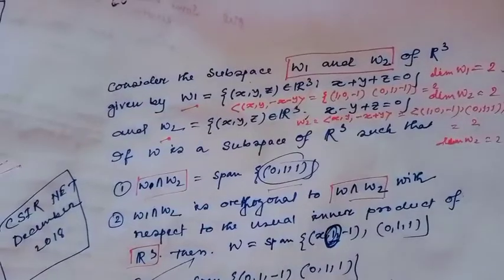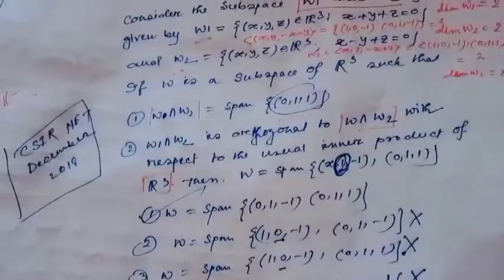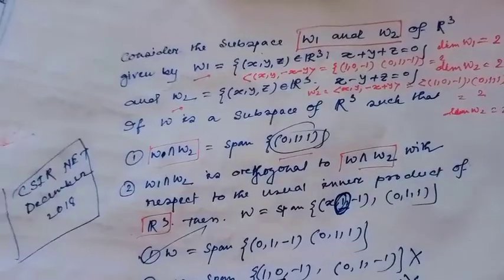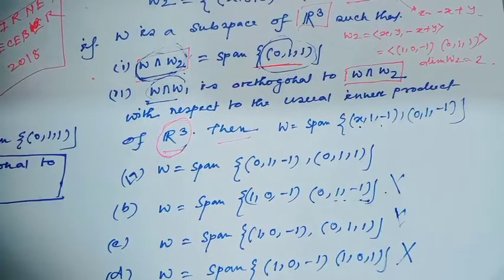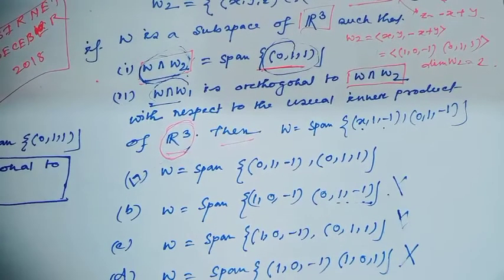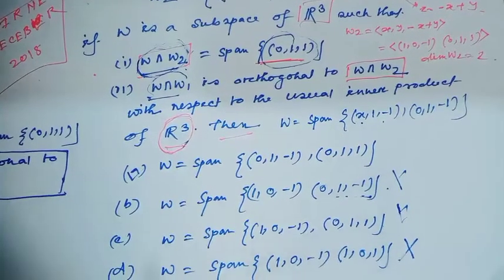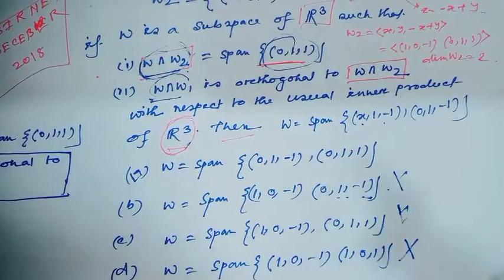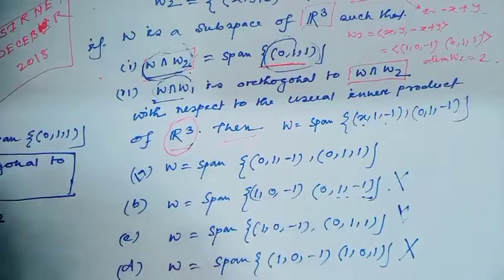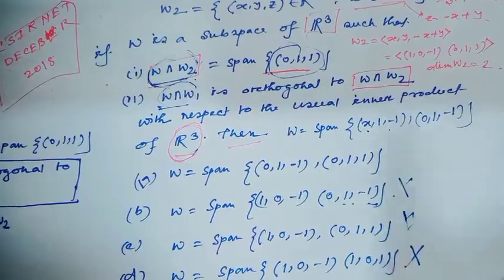Have you understood this property? Have you understood this question? This question is based only on intersection. I hope all my viewers have understood this concept. This concept depends on the intersection of two subspaces. The intersection here is given spanned by one vector, and all conditions depend on what the intersection of two subspaces is. Then you will understand in a better way.